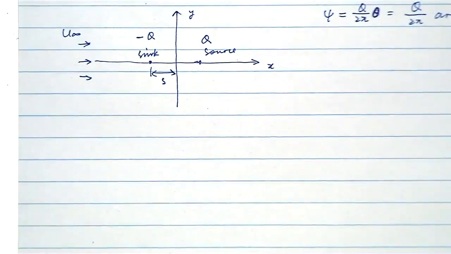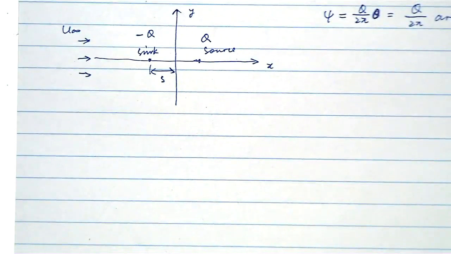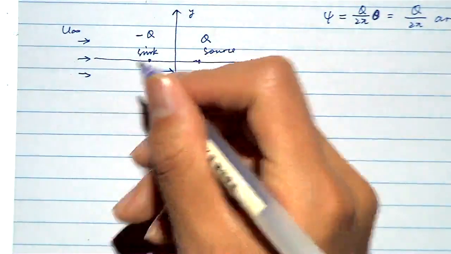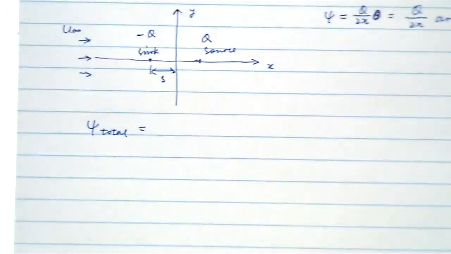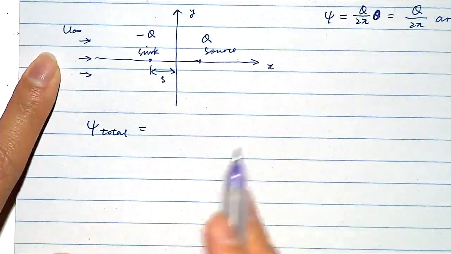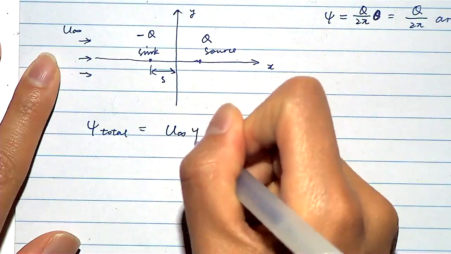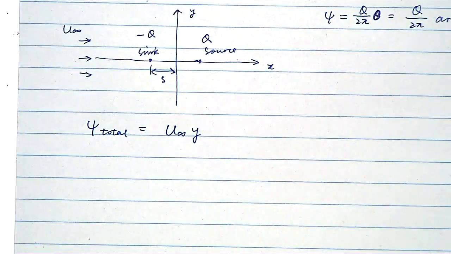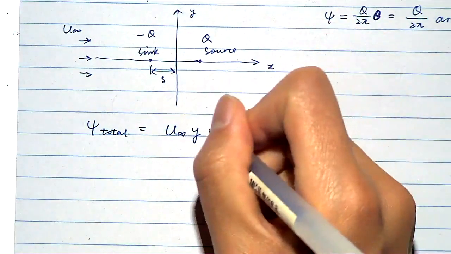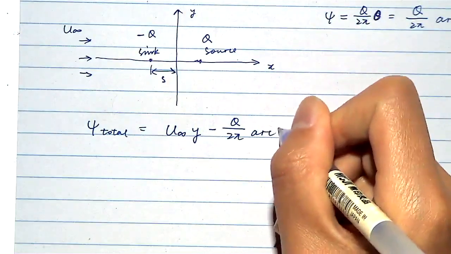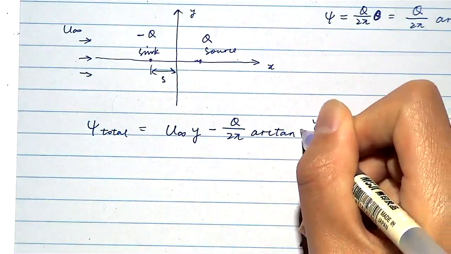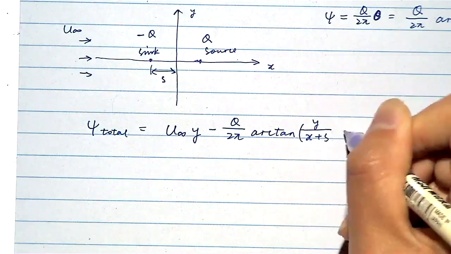And what we usually do for this kind of question is we superimpose the elementary components of the stream function to find the total stream function. So let's do that. The total stream function is, first of all, we have a uniform flow, which is just u infinity times y, right? And for the sink is minus q divided by 2 pi arctangent y upon x plus s.